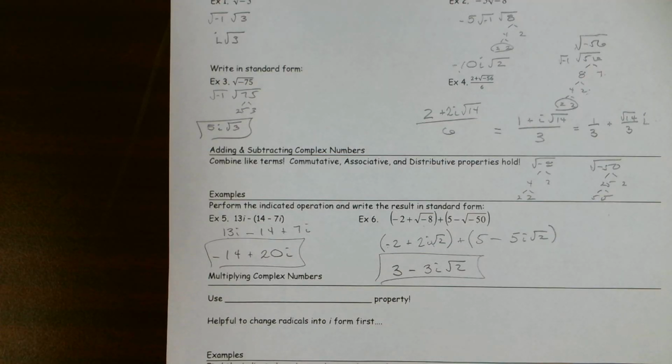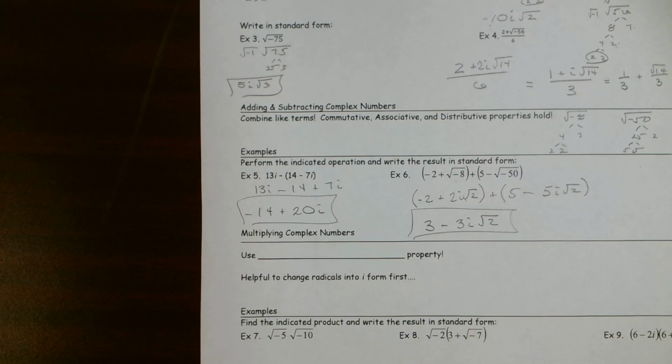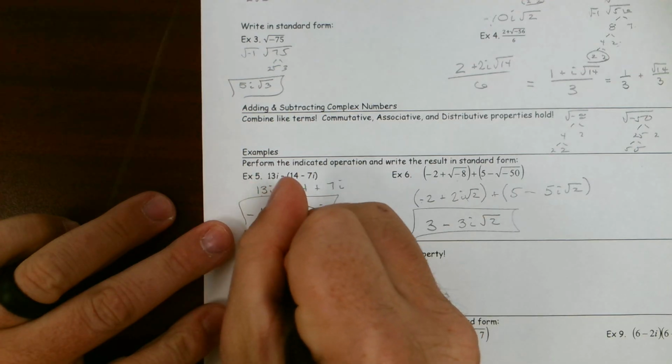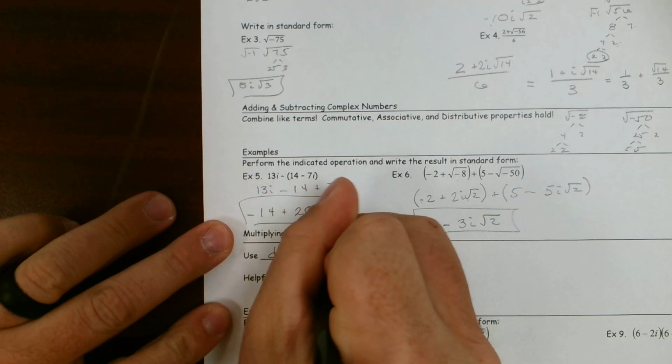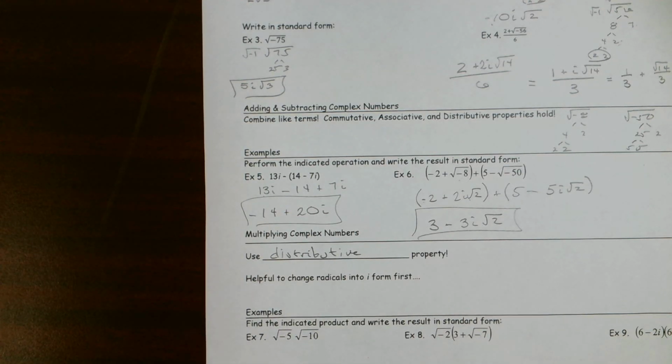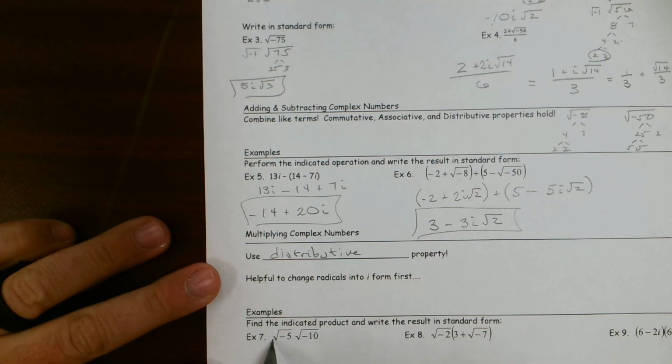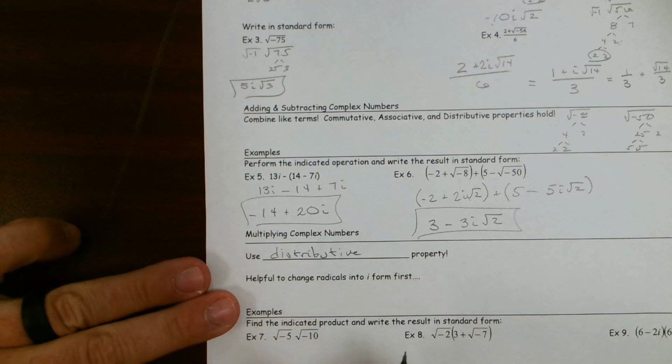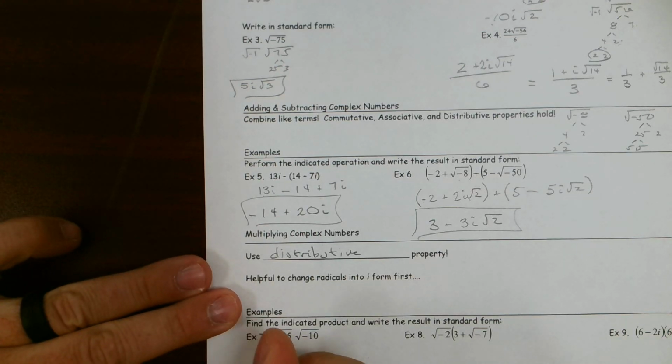Okay, easy peasy. Now we're going to go ahead and talk about multiplying complex numbers, and aka we're going to be using the distributive property. The distributive property. All right, we're just going to be distributing things in. Okay, so square root of negative 5 times the square root of negative 10. So that's going to be i radical 5 times i radical 10.